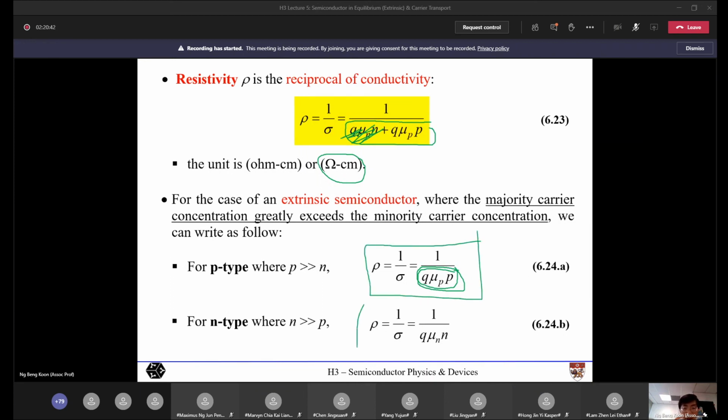Similarly, if you consider n-type, where electron concentration is much greater, then the hole component actually can be neglected. Okay, then it just depends on the majority carrier type. So in fact, these are expressions that you're going to use in lab 2 to calculate carrier concentration in a semiconductor. If you can measure the resistivity or the conductivity, that's the equation that you'll be using in lab 2.